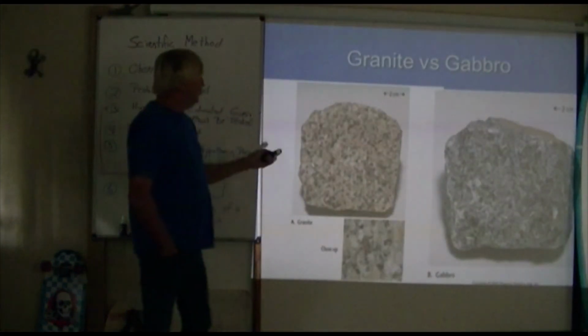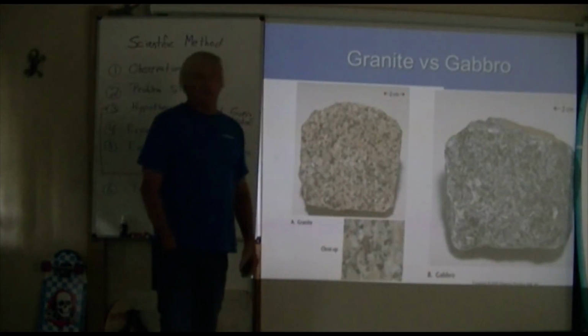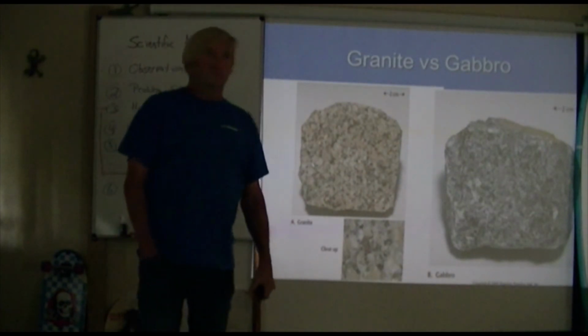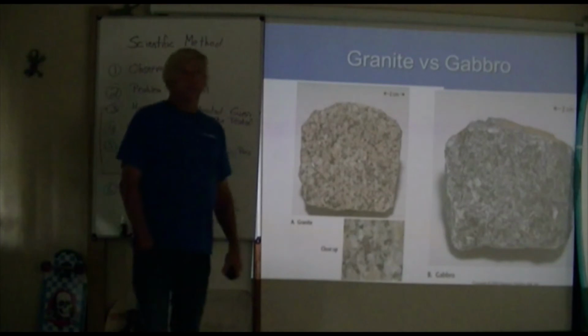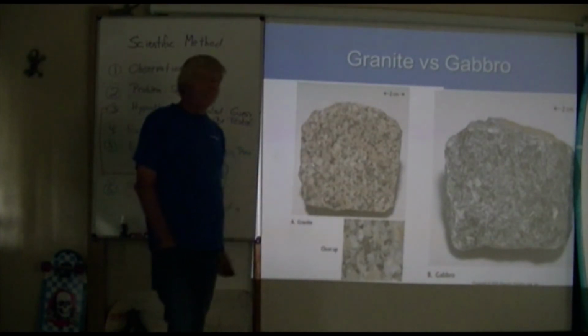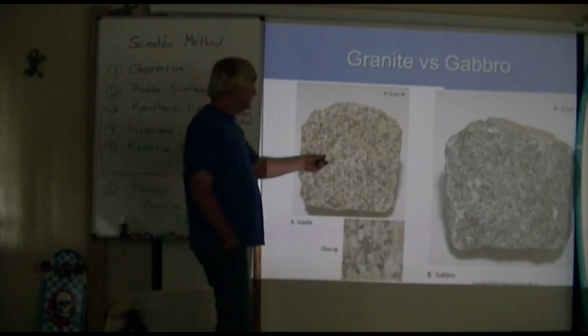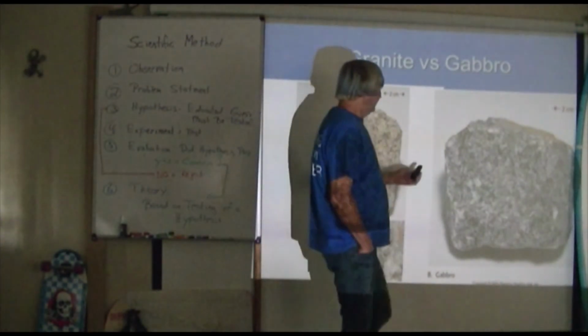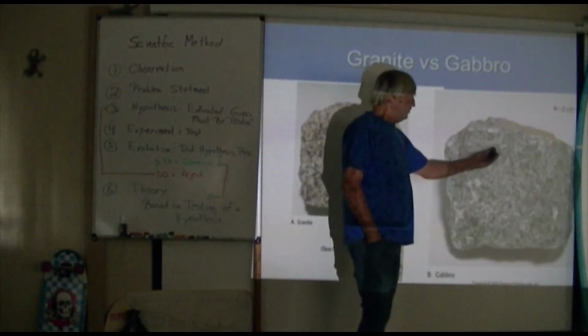So here are two rocks. These are both intrusive. They're both formed under the ground. They have plenty of time to cool. They're both phaneritic, visible minerals. This is a granite, light colored, and this picture doesn't really do it justice. And this is more of a darker gray rock, and this is a gabbro.